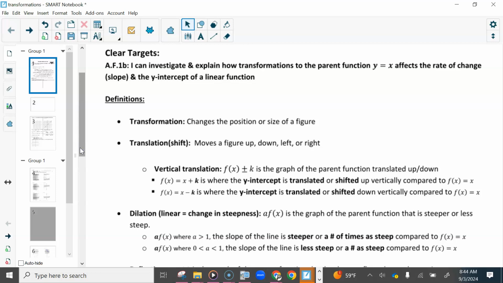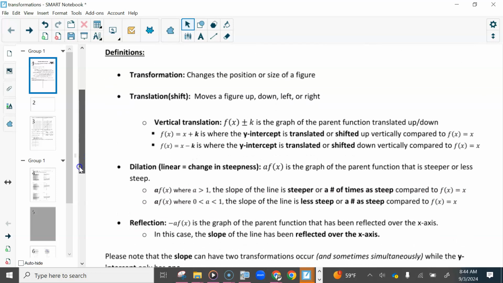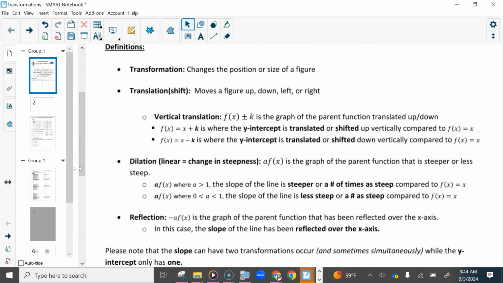The actual definition of transformation is the change. It changes the position of a size or figure. They'll do more transformations in geometry. We'll just focus on some function transformations with linear, some quadratic later, some exponential later. And then there are different types. One is a translation or a shift. You can use those words interchangeably. It moves a figure, usually up, down, left, or right. Mostly we're going to be talking about up and down, vertical translations.